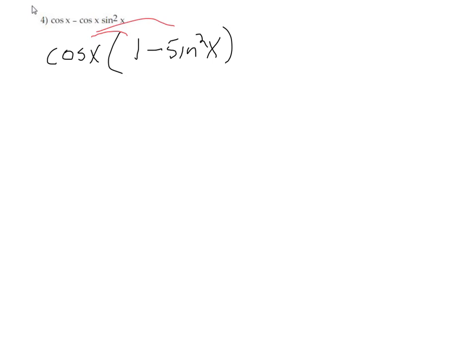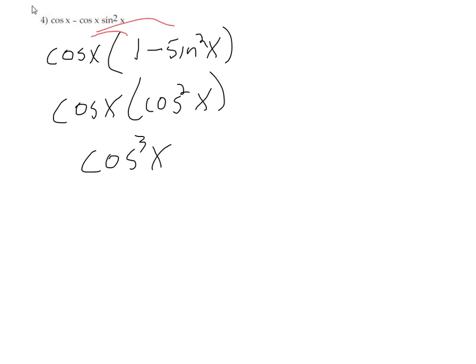All right, now we have 1 minus sine squared x. That is cosine squared x. So we have cosine x times cosine squared x. And this, like x times x squared is x cubed, cosine x times cosine squared x is cosine cubed x. Recall that this is just a shorthand for cosine x cubed.